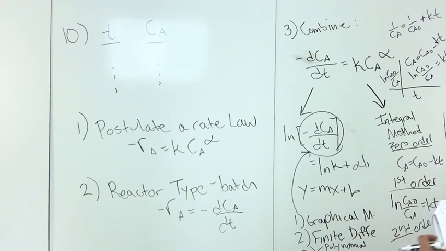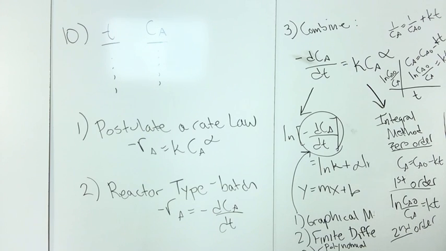Once you have this plot, you can calculate what k is. You can do a linear regression, and then you can calculate k. Where this gets complicated, for the integral method, is if the order isn't 0, 1, or 2. Then you can still use this method, but you have to use nonlinear regression to calculate your alpha and k.